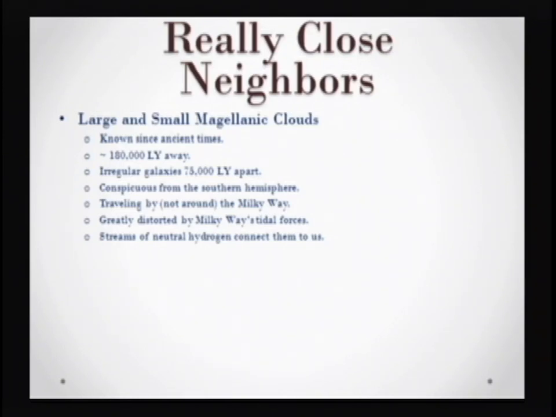Now, notice, guys, that they are traveling by. They're not going around the Milky Way. But because they are traveling by the Milky Way, that means that there is still that gravitational attraction between the Milky Way and the large and the small Magellanic clouds. And again, of the three objects, the Milky Way is much, much, much larger. And so that tends to be pulling apart both the large and small Magellanic clouds. So they are very distorted by the Milky Way's gravitational forces. And there also seems to be streams of neutral hydrogen that connects them to us, which is another indication that, yes, there is a very large gravitational attraction out there. And so you're seeing that hydrogen basically back and forth between the Magellanic clouds and us.